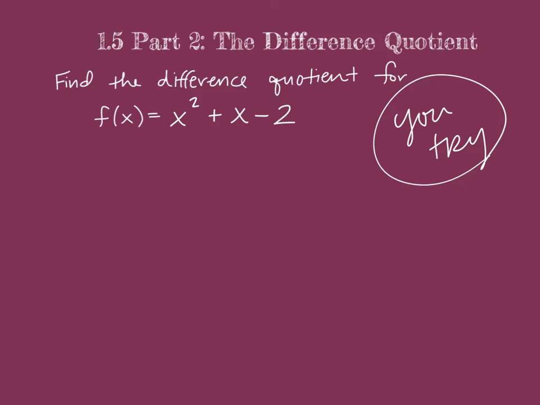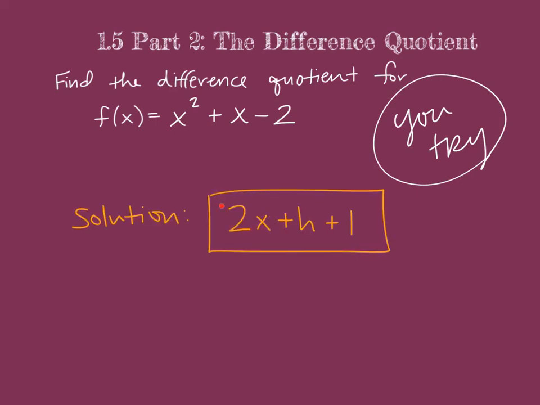Okay, I've included one more problem. I'm not going to work it out. I'm just going to show the solution. So if you'd like to practice this one on your own, go ahead and write it down, pause the video, and press play to check what the solution is. Our solution is 2x plus h plus 1. Now you know how to find the difference quotient.